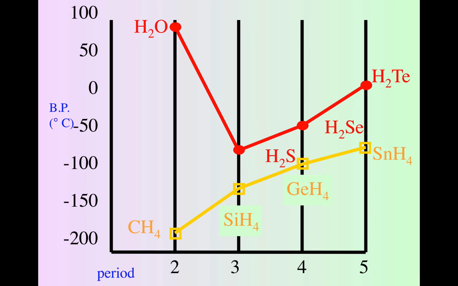If you do the same thing going down group 6A, where you've got oxygen, sulfur, selenium, and tellurium, you see that all of a sudden you're going against the trend because of this hydrogen bonding between the waters. You get a way higher boiling point for its mass with water than you do with dihydrogen sulfide or dihydrogen selenide or dihydrogen telluride. Even though they're more massive, they're not capable of hydrogen bonding.